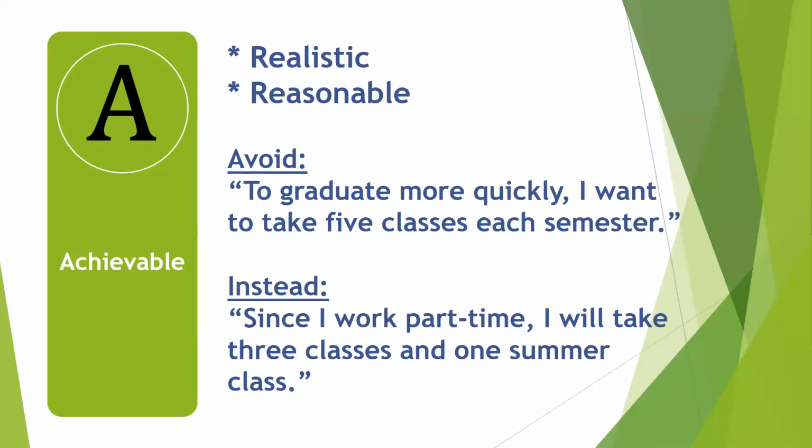So instead, we would say something like, since you work part-time, I will take 3 classes in 1 summer class. And that may be more achievable. And it's also very specific and very measurable. I think that we all have other obligations, like I said, outside of getting our college education. And if we maintain these SMART goals, it helps us work toward that.